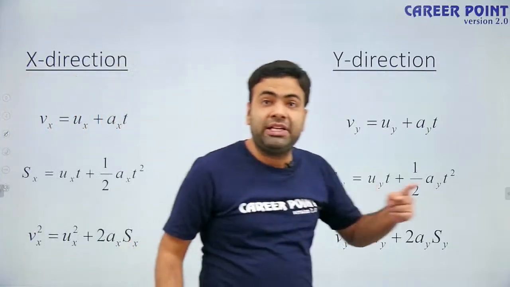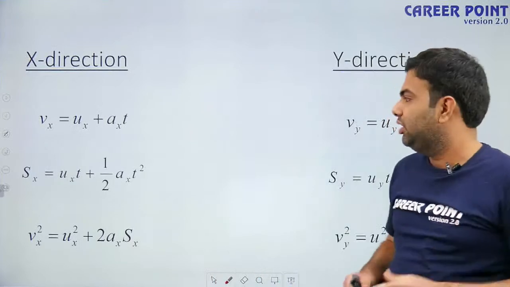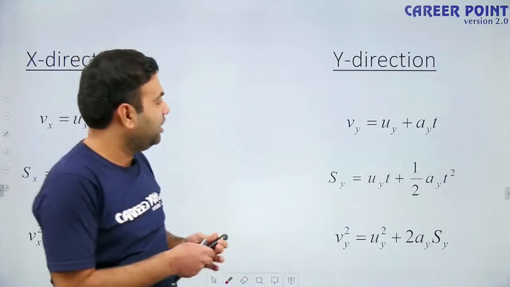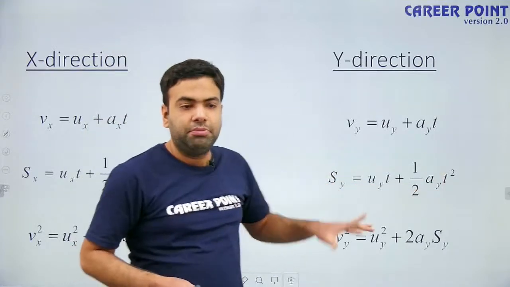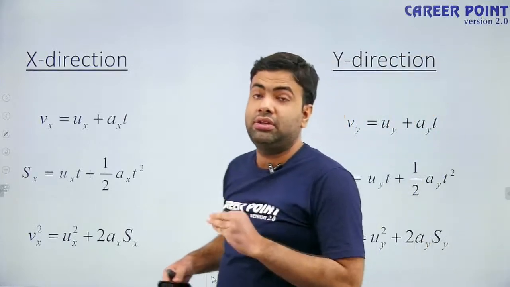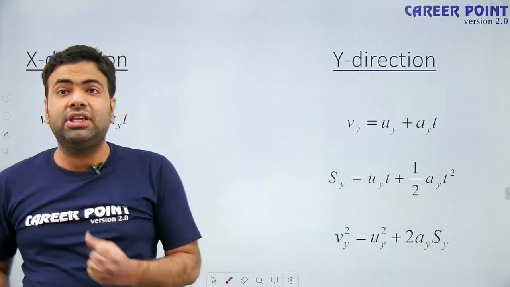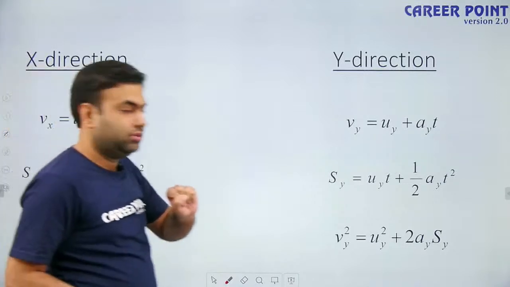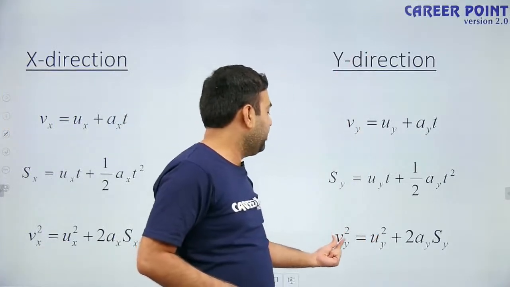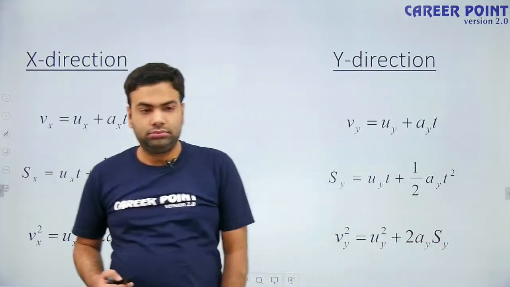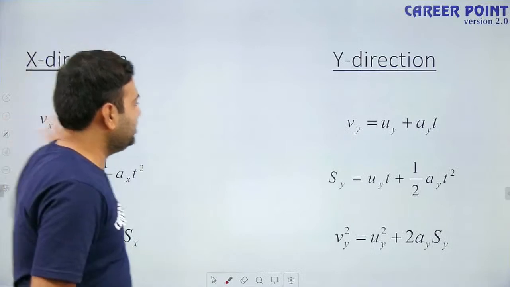If we want displacement in x direction at any time t, we can use this equation. If we want displacement in y direction at any time t, we can use the same equation in y direction. Equations of motion are valid on the condition that acceleration is constant. Similarly, we have the third equation of motion, that is v squared equals u squared plus 2as, and in y direction it is vy squared equals uy squared plus 2ay sy. So we were using these equations.